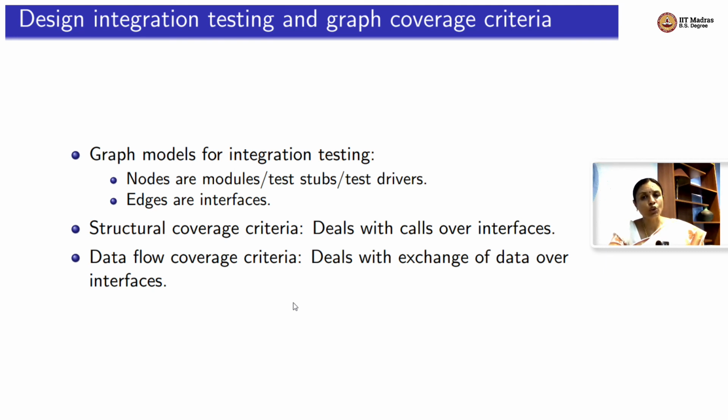What will be the vertices or the nodes of your graph? They would be individual modules or stubs or drivers developed for those modules. And edges would be the call interfaces. Structural coverage criteria would deal with each module as a whole and the call interfaces. Data flow criteria would deal with how parameters are passed and received over these call interfaces. So in the next lecture, we will actually formulate how control flow criteria and data flow coverage criteria make sense for these kinds of graph models, and walk you through an example. I'll stop here for now. Thank you.